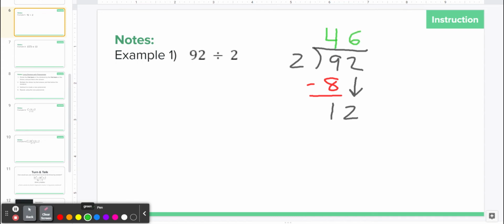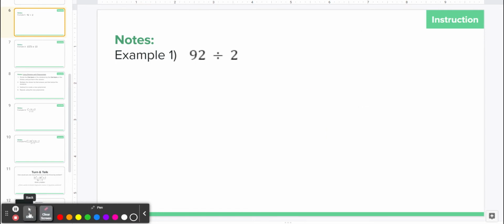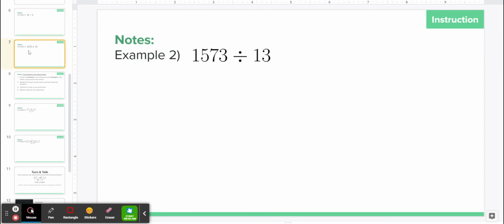Okay, we can then check and make sure that that doesn't have anything left over. So 2 times 6 is 12. We can subtract it from our previous 12 and confirm that we have 0 left over. And we can leave our answer there at 46. Moving on to example 2, go ahead and try this on your own by pausing the screen and then come back and we'll talk through it.